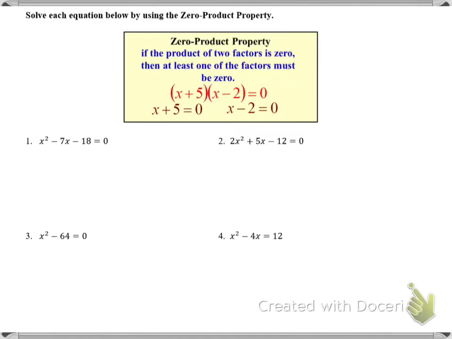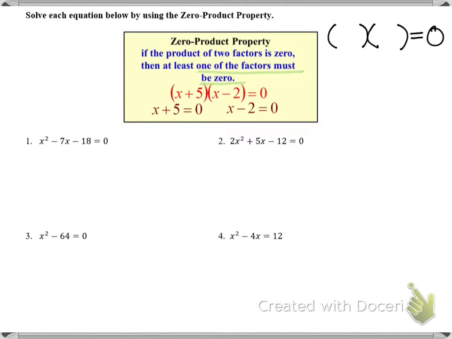Let's look at some examples of how to solve quadratic equations using the zero product property. In the yellow box, you can see we have our definition for the zero product property. If the product of two factors is zero, then at least one of those factors must be zero. Let's take a look at this with just basic numbers first.